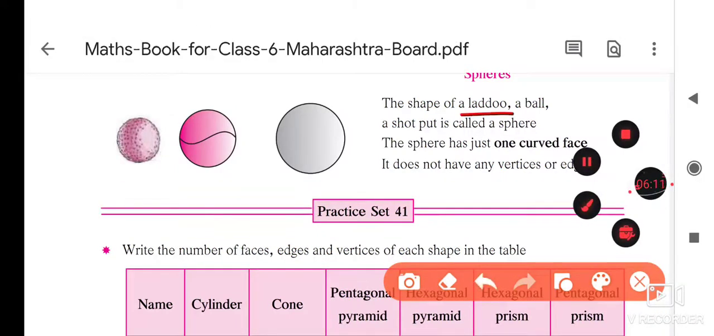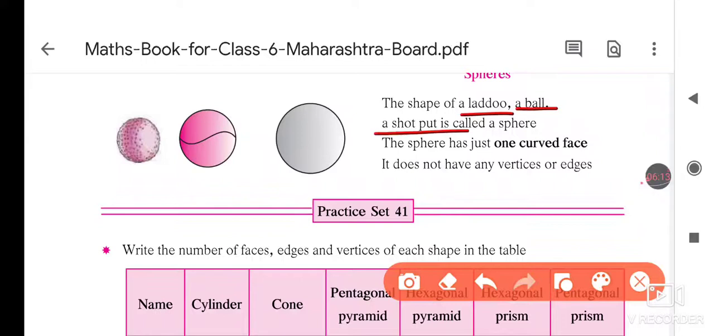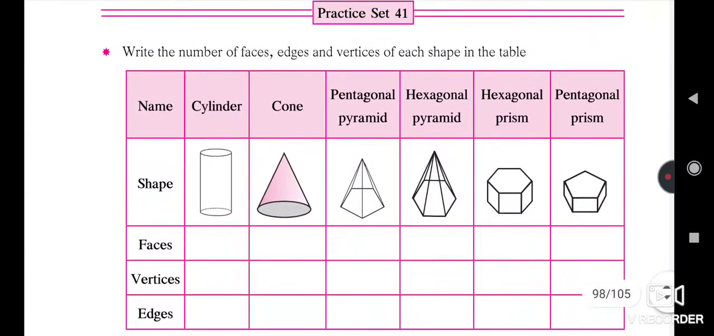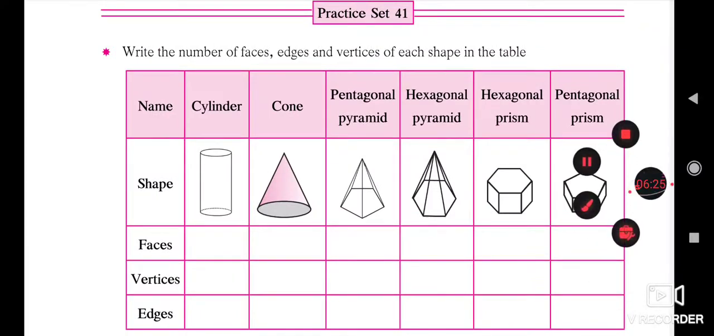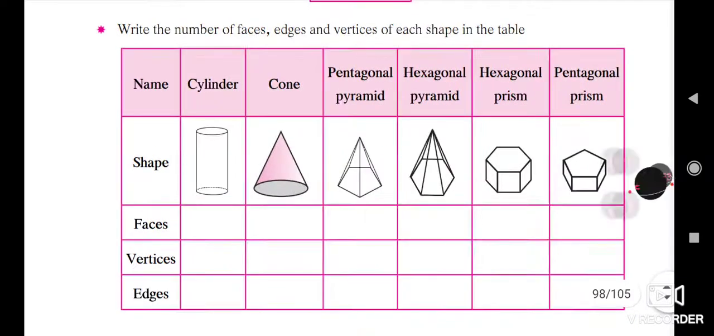A shape like a laddu, ball, or shot put is the sphere shape, and a sphere has just one curved face. A sphere has only one face, and that is called a curved face. Now in exercise 41, I will show you one video with these different shapes to understand this, and here the practice set is given, which you have to complete.